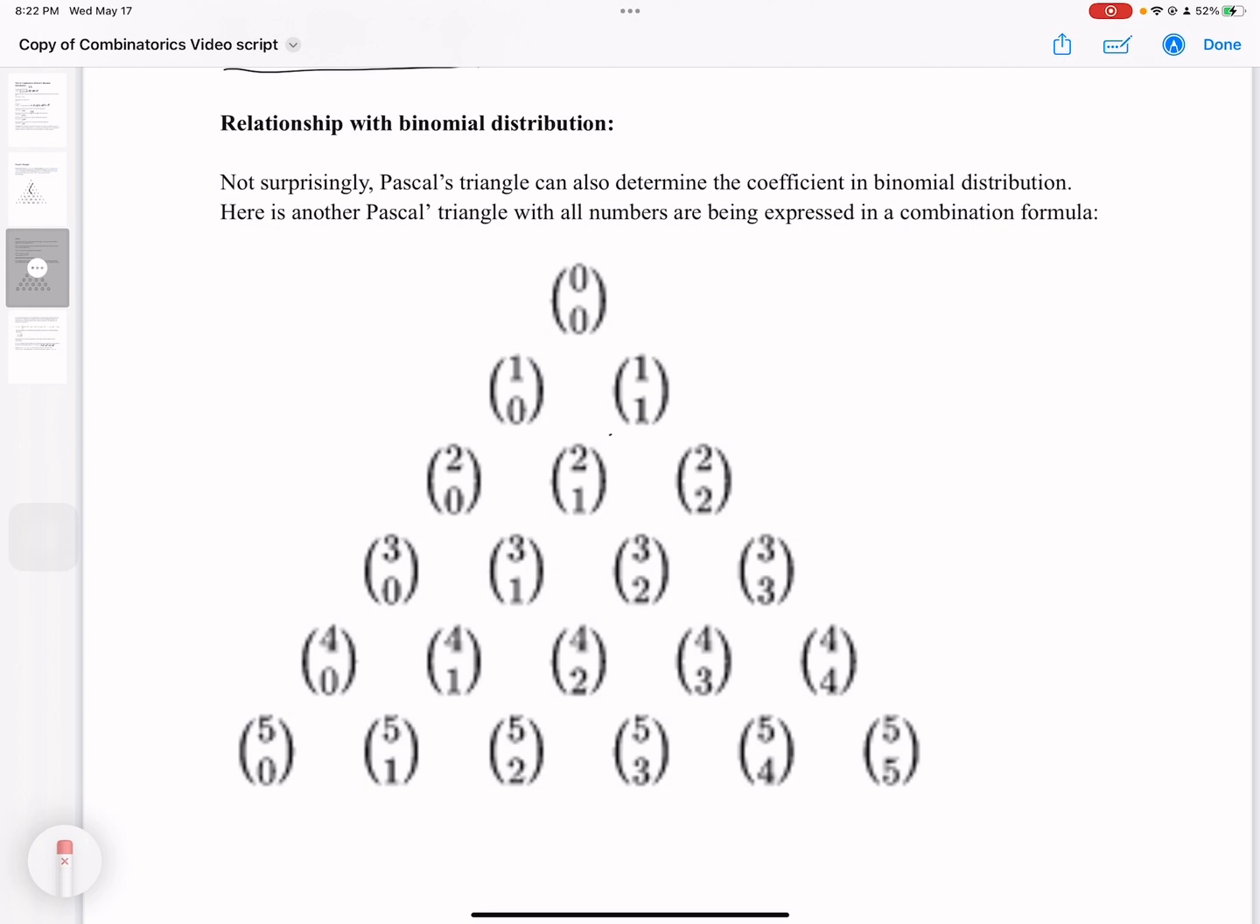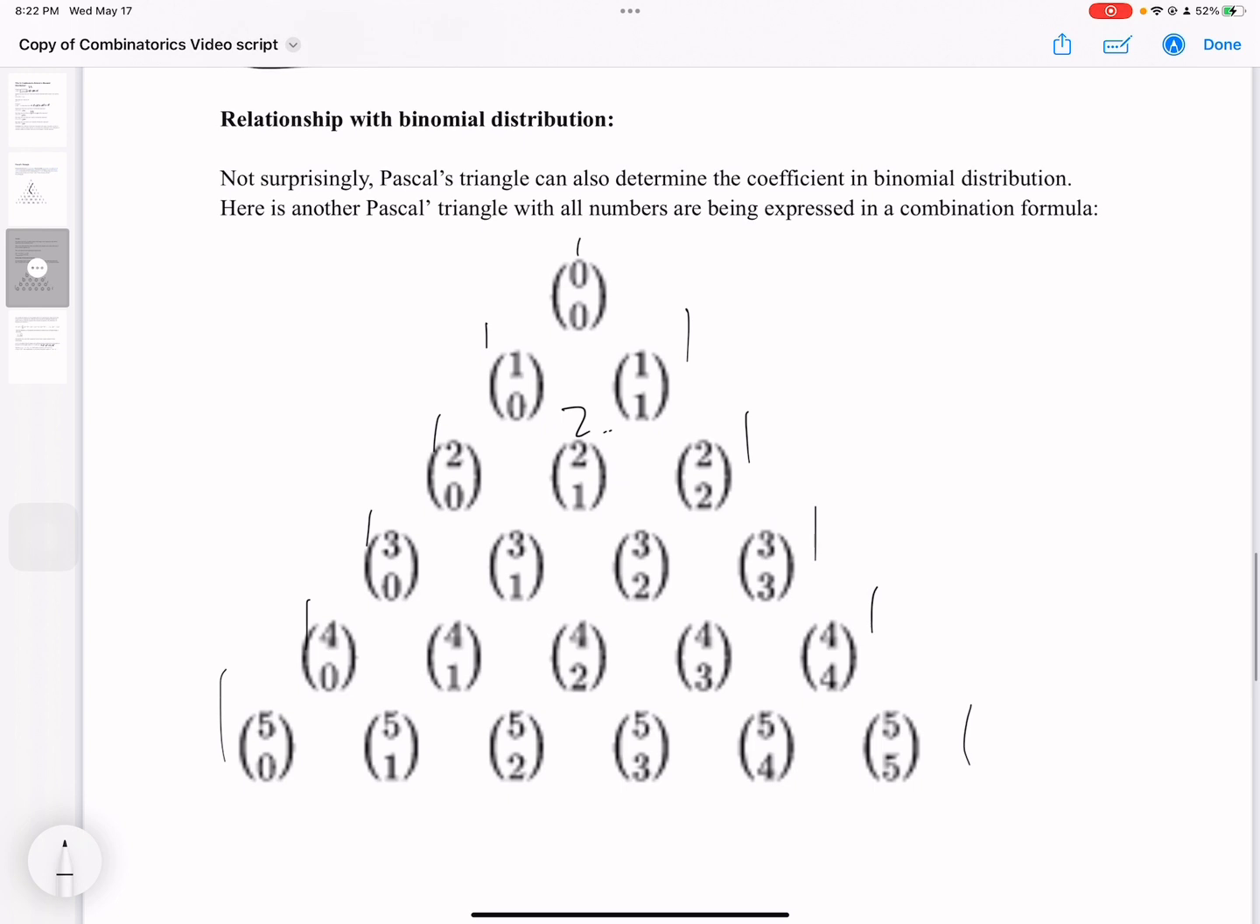So 0C0 is 1, and any number choose 0 is just 1, so these are all 1, and 2C1 is 2, and we can just try out the rest, but we don't have that much time, so let's just move on.